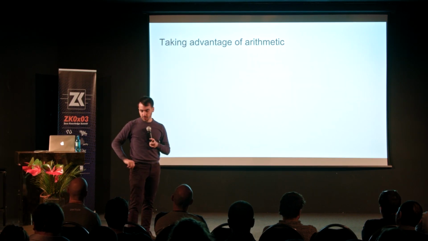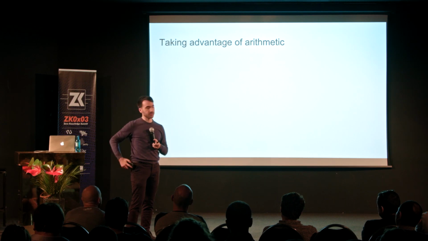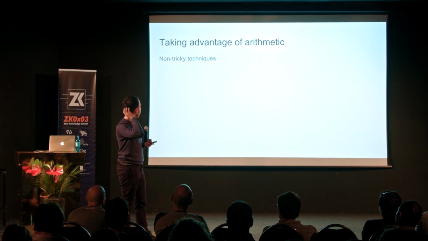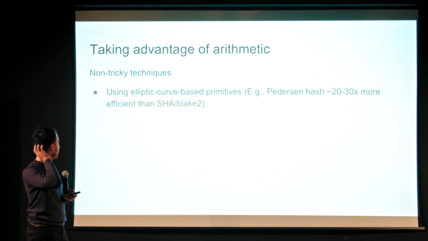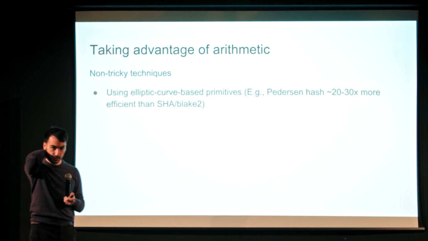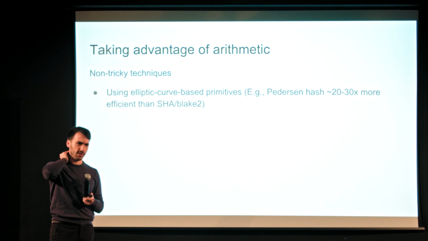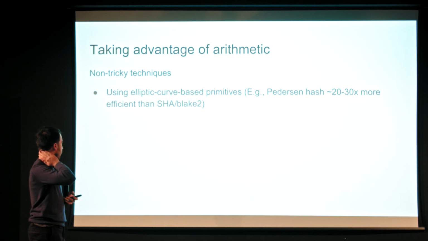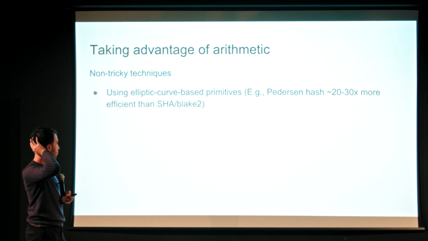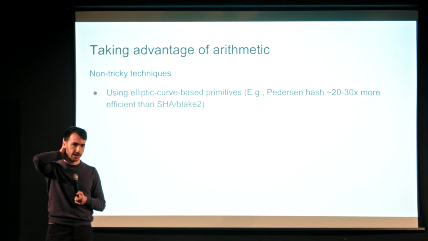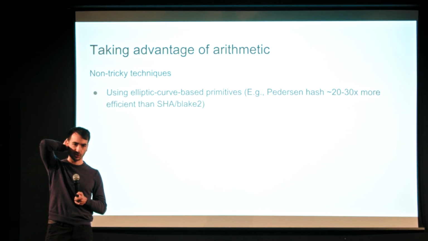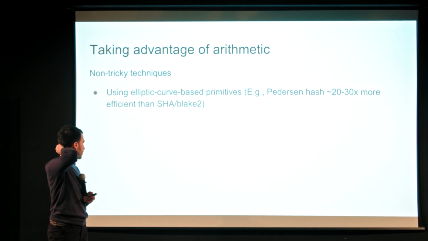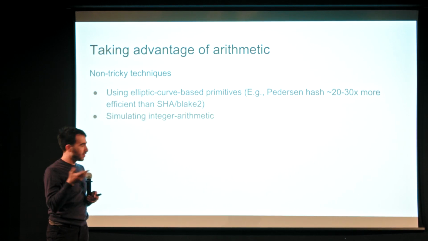Let me say something about taking advantage of arithmetic. All right, 5 minutes. There are non-tricky techniques, like using elliptic curve-based primitives, which I think people know about by now. For example, the Pedersen hash function is like 20 to 30 times more efficient than a bits-style hash function, like SHA or Blake2. Another non-tricky thing is just simulating integer arithmetic. Field arithmetic, as long as you don't overflow, is the same as integer arithmetic.